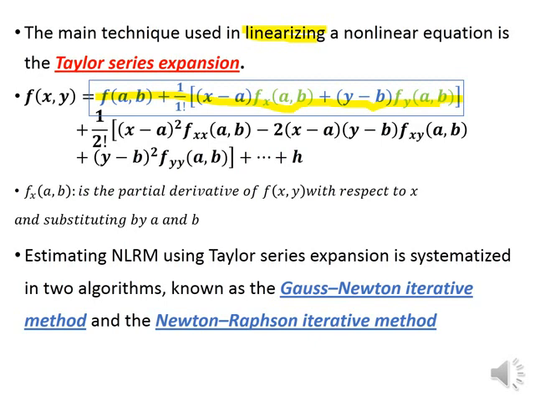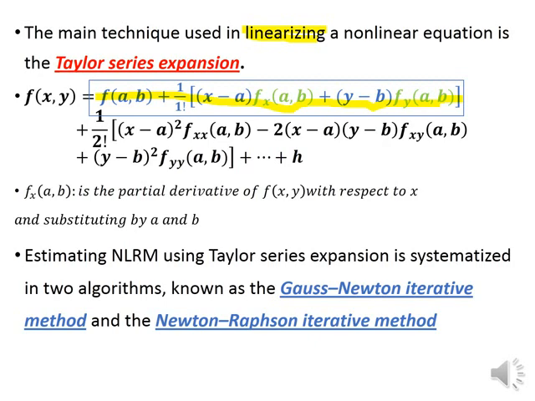And in the same way, what is fy(a,b)? It is again the partial derivative of f of x and y, with respect to y this time, but substituting with a and b. So these two terms are obtained by differentiating with respect to x and substituting with the initial values, and differentiating with respect to y and substituting with the initial values.